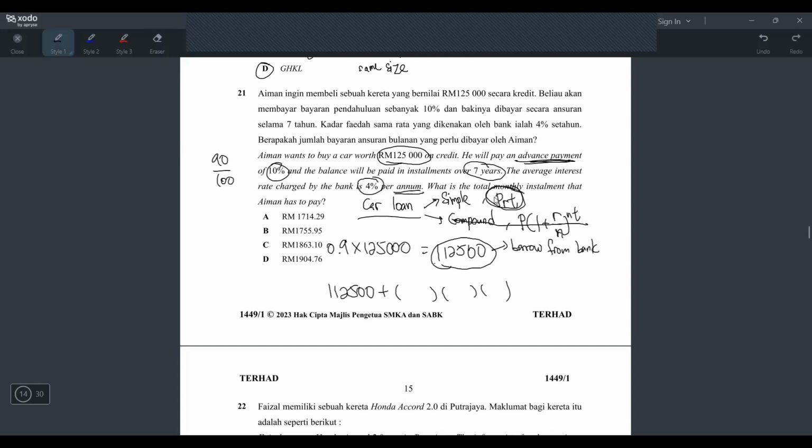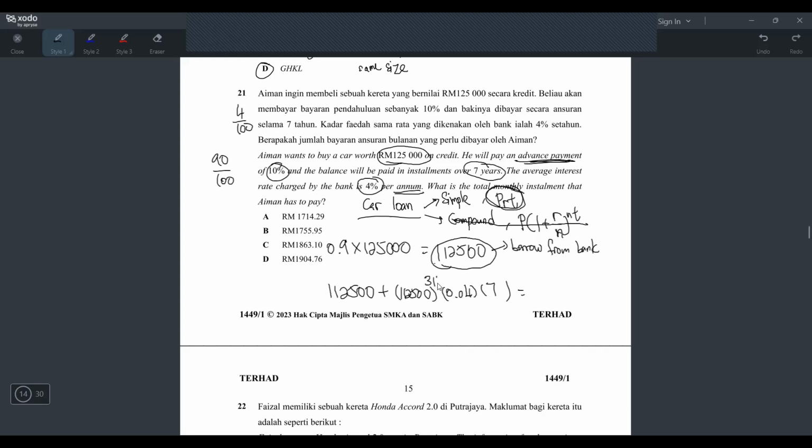So what is P? P is the principal, or the amount you borrow from the bank, which is 112,500. Then times the rate. The rate is 4%. What is it in decimal? 0.04, not 0.4. 4% is 4 divided by 100, so if you press 4 divided by 100, you get 0.04. And then times the time, 7 years. Let's see what you get: 112,500 times 0.04 times 7.